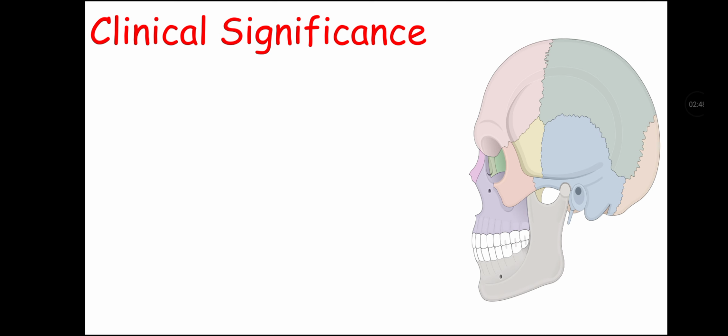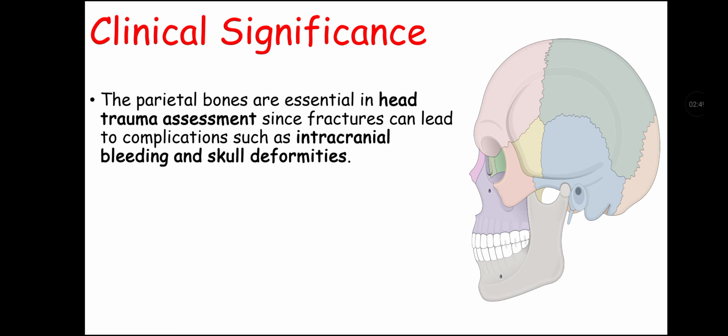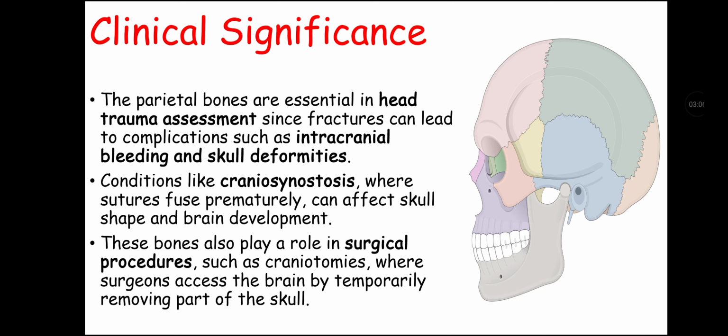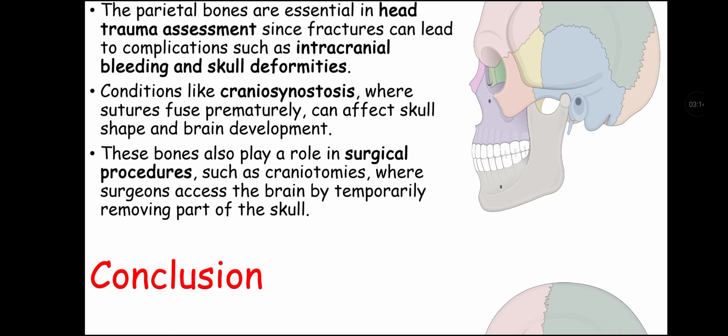Now let's talk about the clinical significance of the parietal bone. Parietal bones are essential in head trauma assessment, since fractures can lead to complications such as intracranial bleeding and skull deformities. Conditions like craniosynostosis, where sutures fuse prematurely, can affect skull shape and brain development. These bones also play a crucial role in surgical procedures such as craniotomy, where surgeons access the brain by temporarily removing part of the skull.